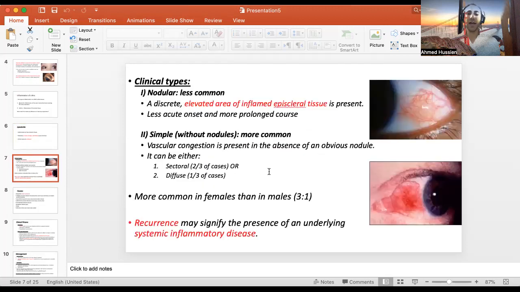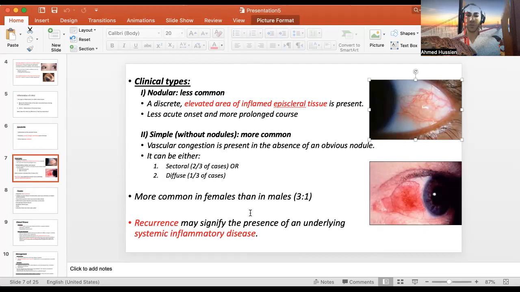Episcleritis also has different types: the nodular form and the simple form. In the nodular form, as the name suggests, there is an inflammatory nodule on the surface of the eye, with inflammatory signs like redness and edema formation. So there is an inflamed nodule on the surface of the eye, and it's less common than the simple form. In the simple form, there is no nodule, just inflammation on the surface of the sclera, on the episcleral tissue, which may take a sector, a part of the eye, or it may affect the whole scleral tissue. There are no nodules again.